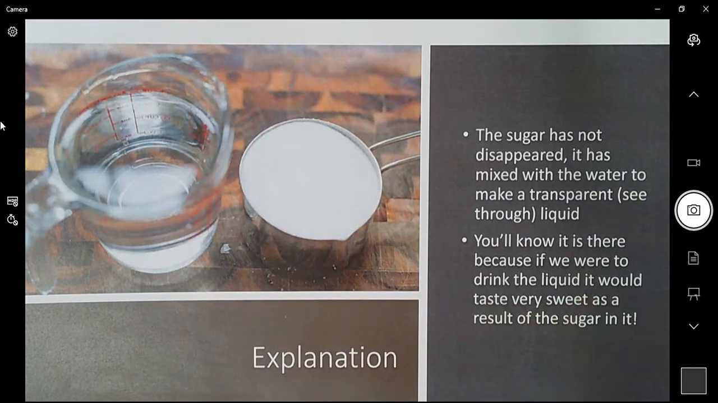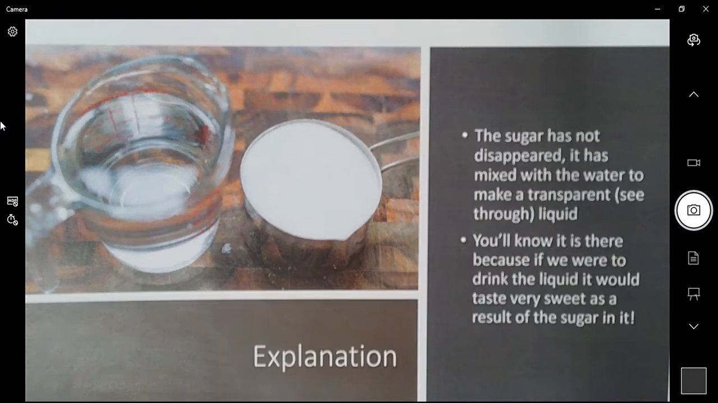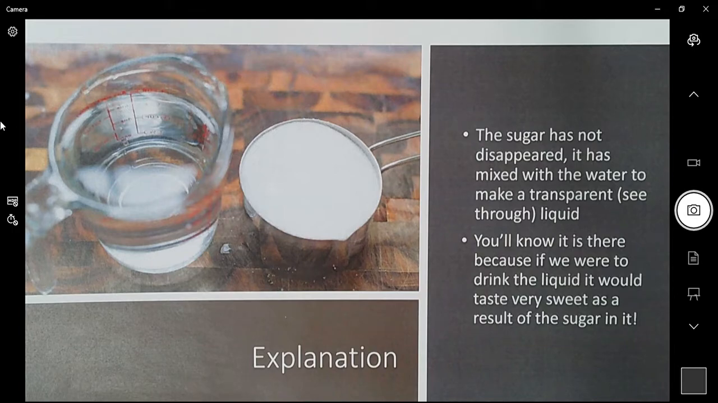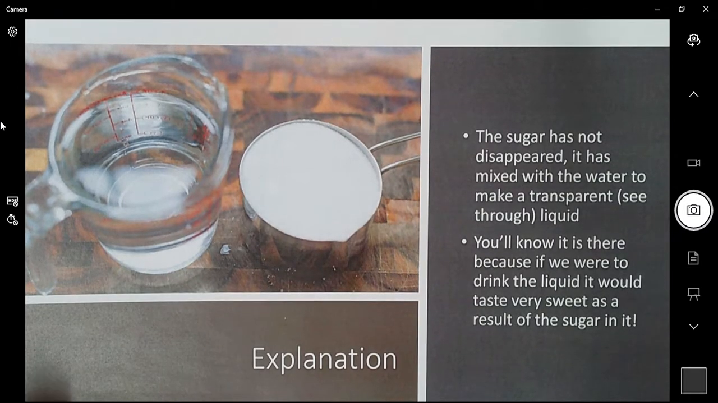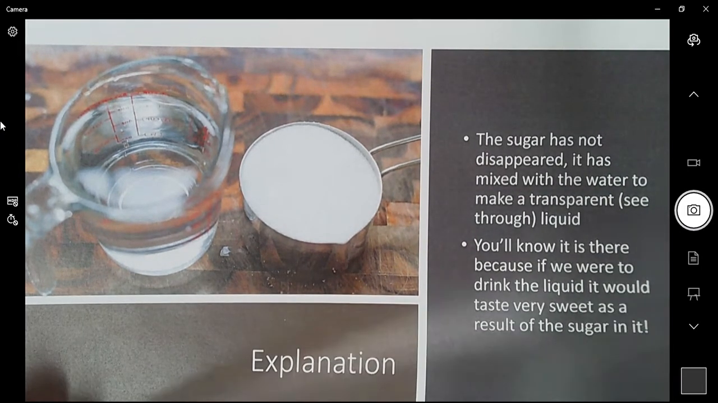Now, how do you know it's there? Well, you'll know it's there because if we were to drink the liquid, it would taste very sweet as a result of the sugar being in it. So the water would taste different because you would put sugar into it and it would have that sweet taste from sugar. So that's how you know it is still there. It hasn't disappeared, it just seems like it's gone, but we still know it is there through taste and through science, of course.